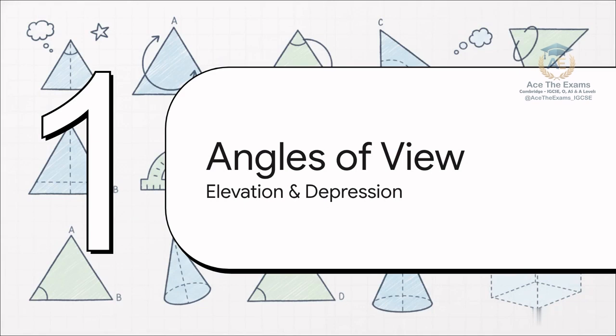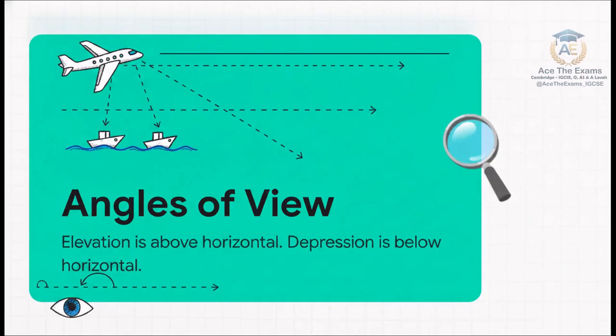Level 2, Angles of View, Elevation and Depression. Okay, so we've completely mastered the flat ground. Now we need to start looking up and down. Let's talk about angles of view. Honestly, this is a classic area where examiners love to set traps for you.